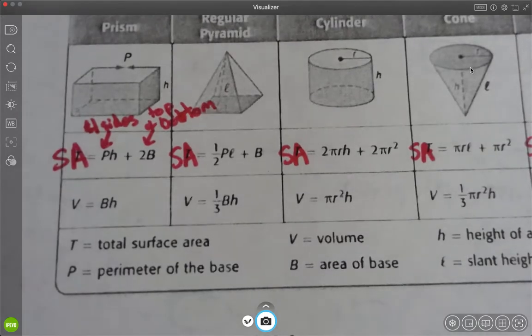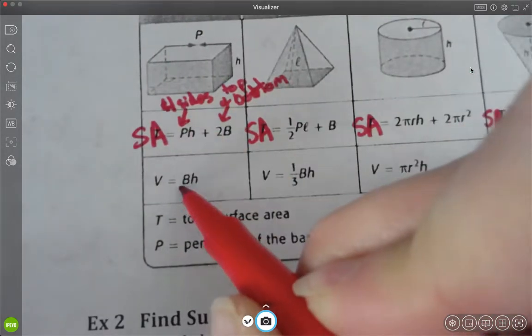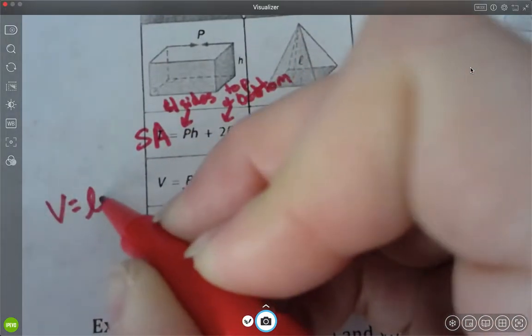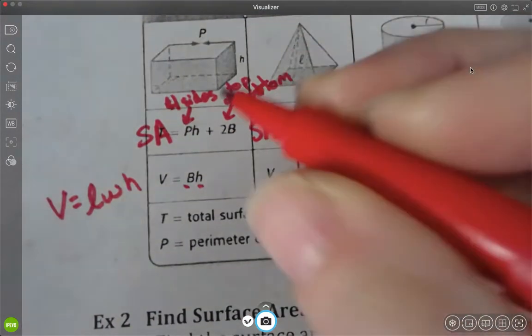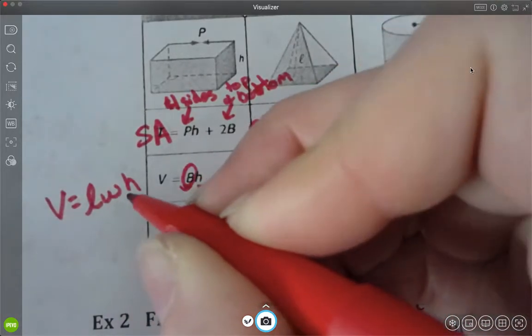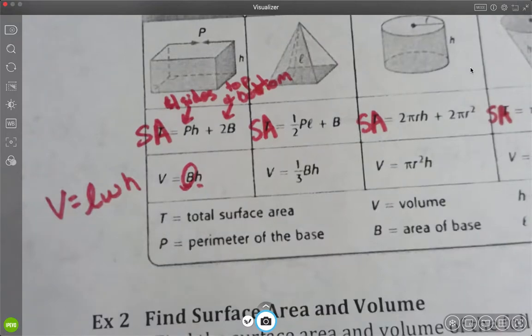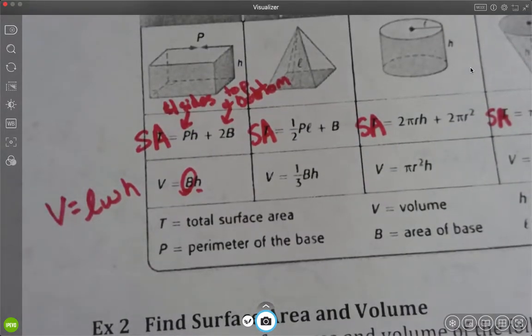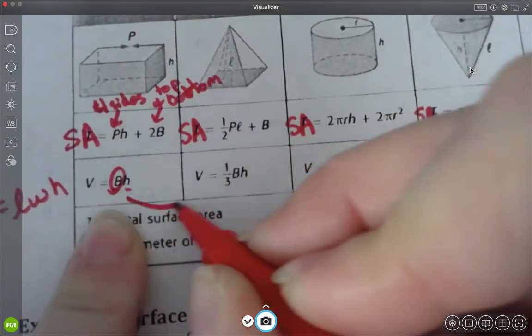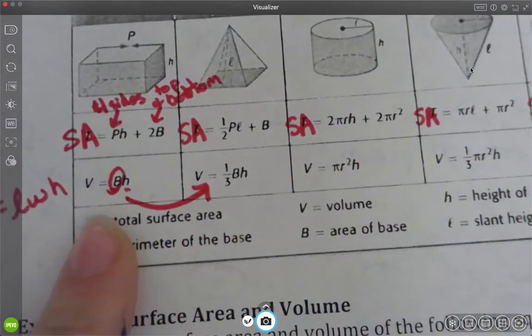Okay, the volume of a prism is the area of the base times the height. Some people like to write volume of a cube as length times width times height, right? Because the area of the base is the area of a rectangle, which is length times width, right? Okay. So rather than writing area of the base times the height, they write it as length times width times height.